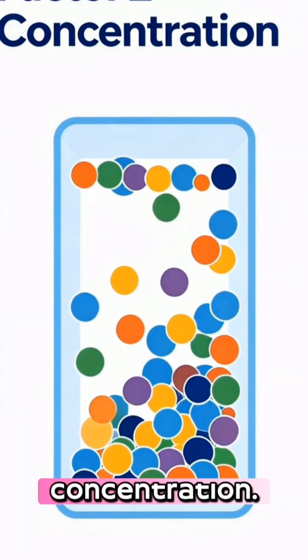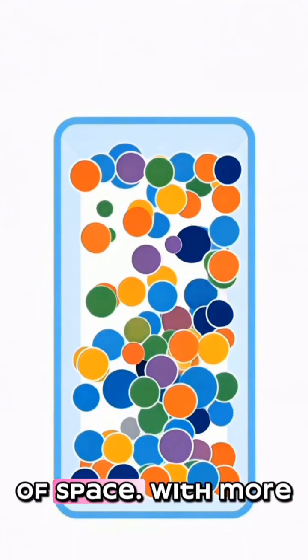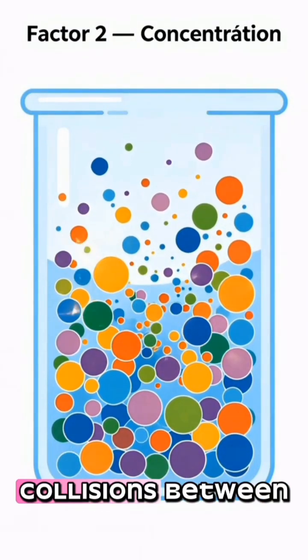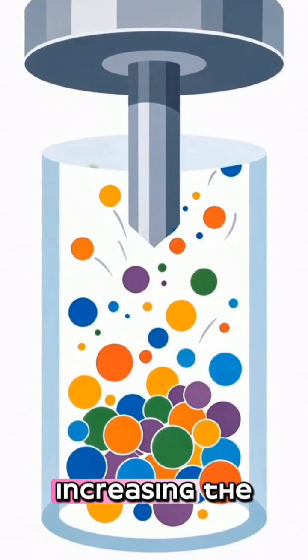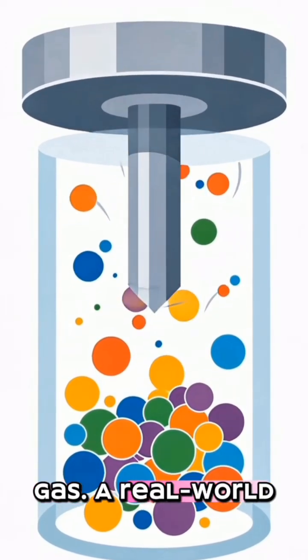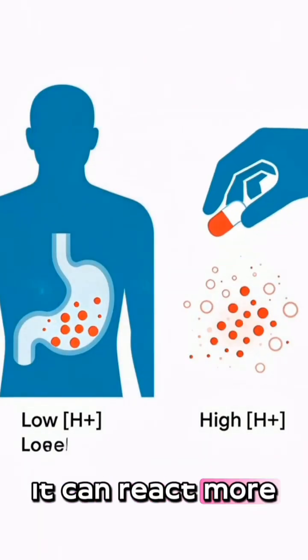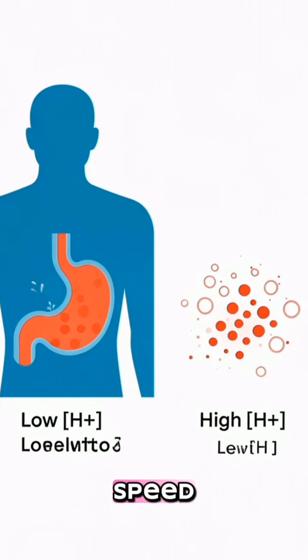Next, concentration. Increasing the concentration means there are more particles in the same volume of space. With more particles around, there are more frequent collisions between reactant particles, which increases the reaction rate. This is similar to increasing the pressure of a gas. A real-world example is stomach acid. A higher concentration of acid means it can react more quickly to break down food. Industrial chemists also use high concentrations to speed up production.